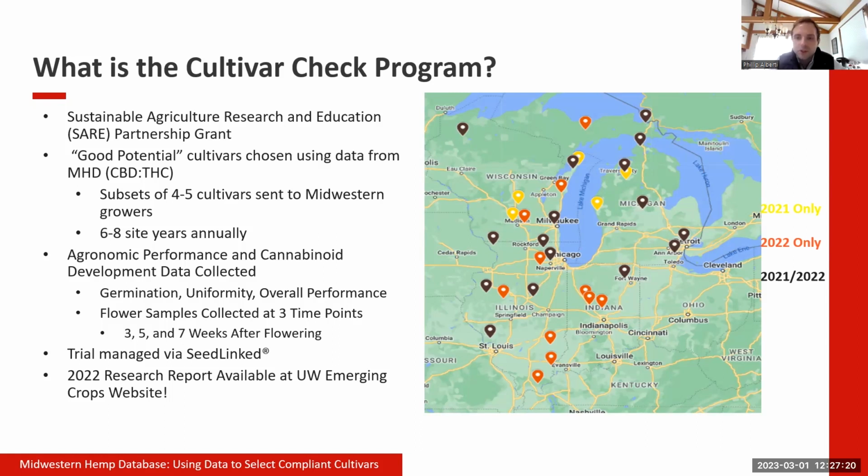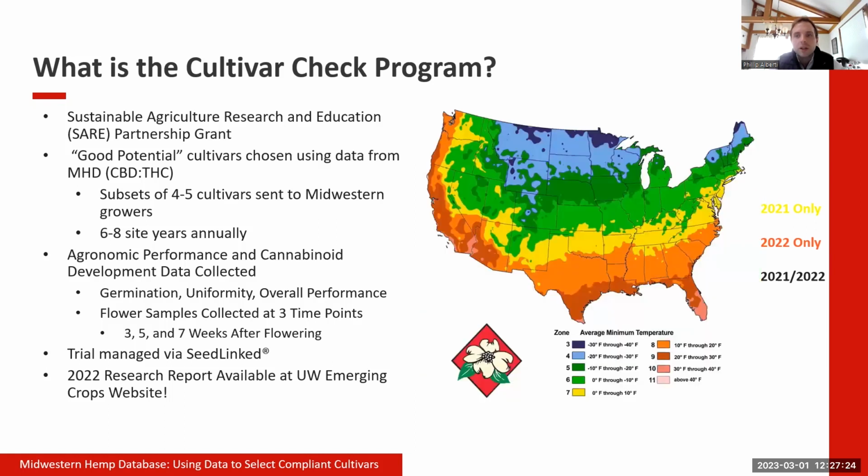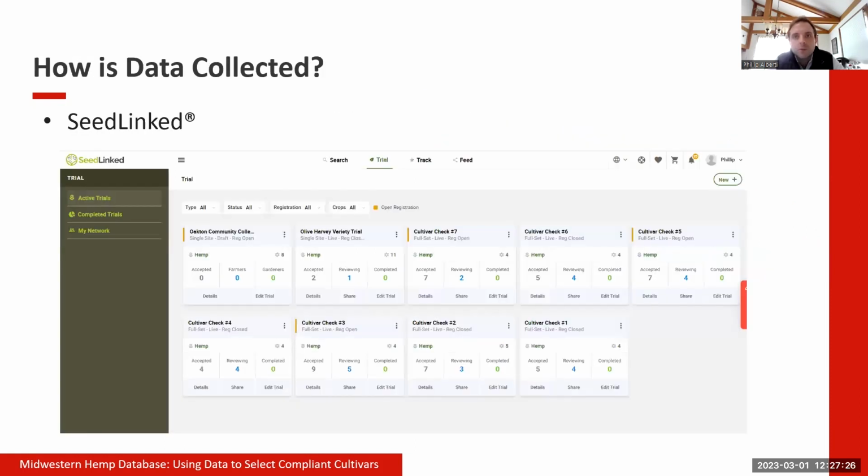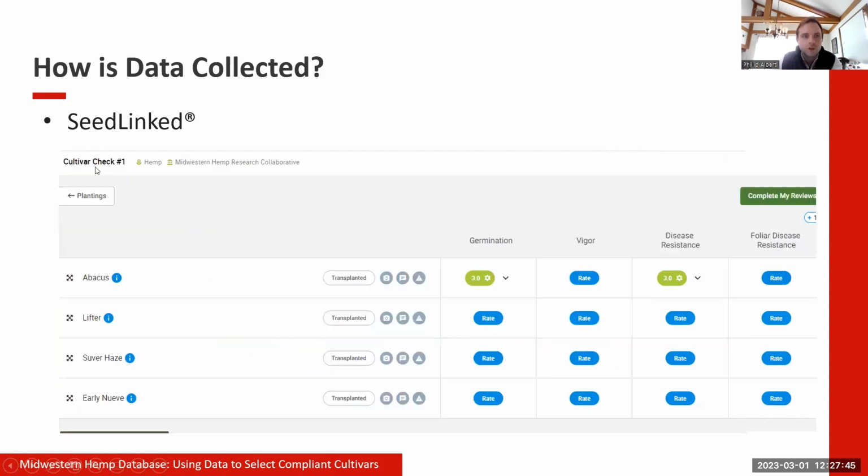And one thing I'll mention too is, it's a very neat tool that allows us to do this: we manage this trial using SeedLinked, which is a tool that allows us to evaluate the varieties in our trial, but set up these mini trials and connect with growers. So just a brief overview of how this works. If you ever run trials like this and are looking to do something similar, we can create a trial. So let's just say Cultivar Check number 1. We can pick the varieties we would like to have in that trial.